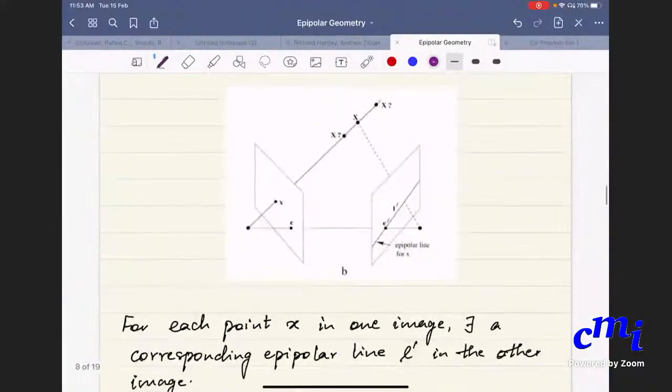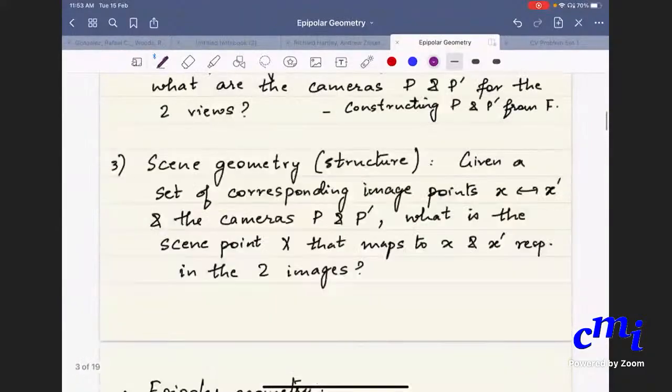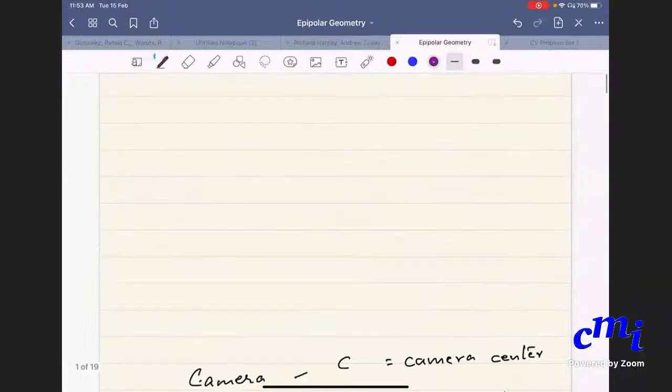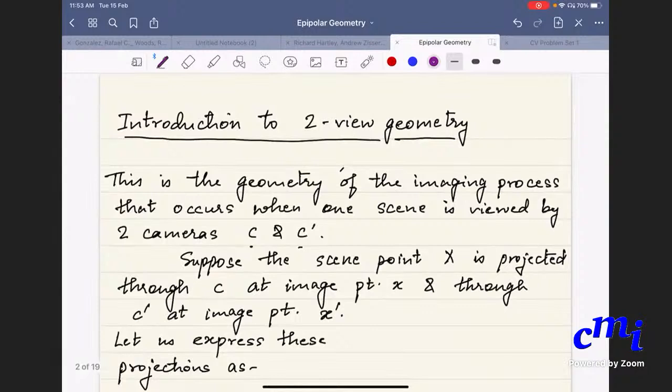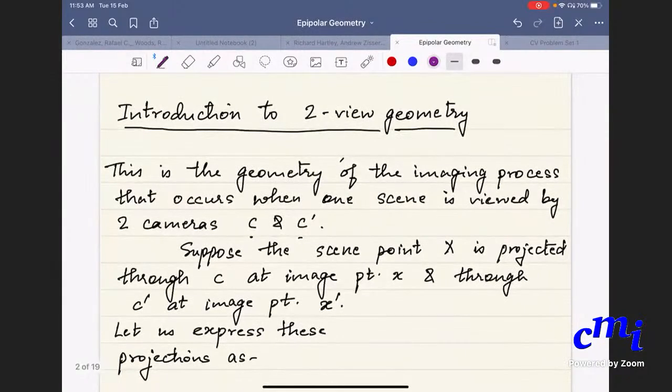Right, so this is what we were doing. Let me quickly review it for the benefit of people who were probably not here last time. We started talking about the two-view geometry, which is the geometry of the imaging process that occurs when you have two views of the same object. Possibly you're taking it with two cameras, or the same camera at different positions, in which case the camera matrix will change.